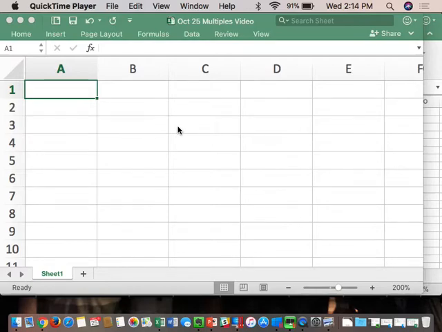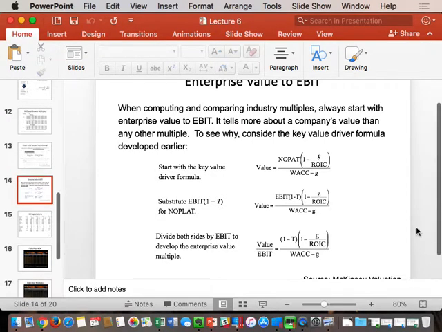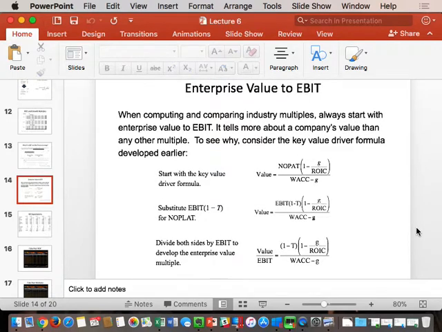All right, so today, as I said, we're going to talk about multiples and the analysis of multiples. So let's talk about where we were in our last class. Here is, from the book reading and from the PowerPoint lecture note, basically the formula for enterprise value to EBIT. Just remember that multiples are based on the key value driver formula, which we've been talking about since day one in the book, and they're really a representation of growth and spread.